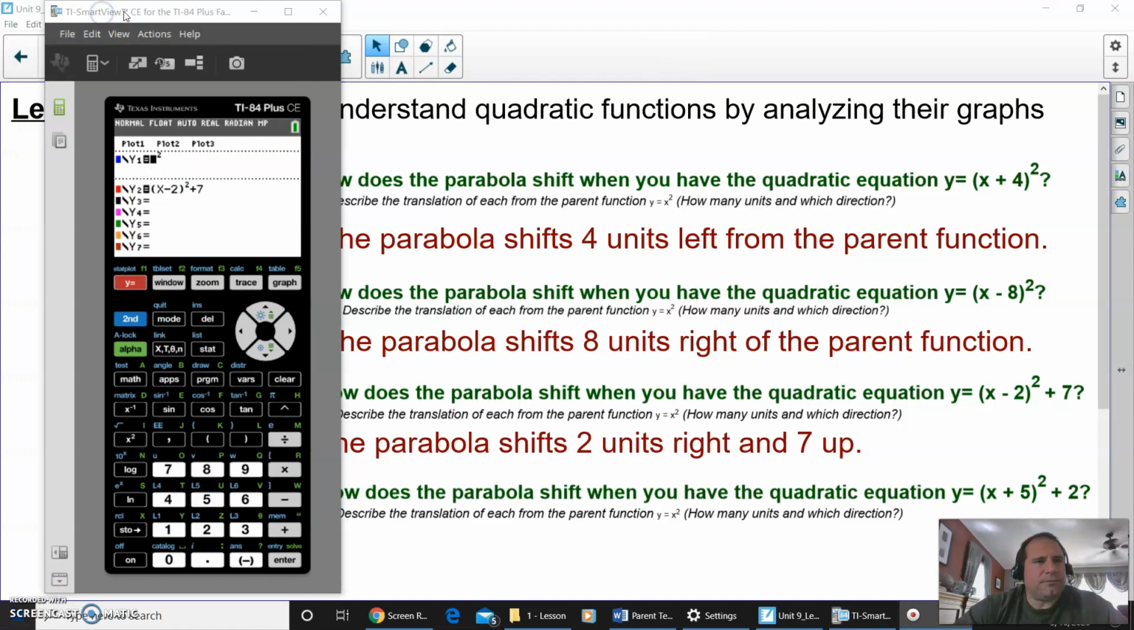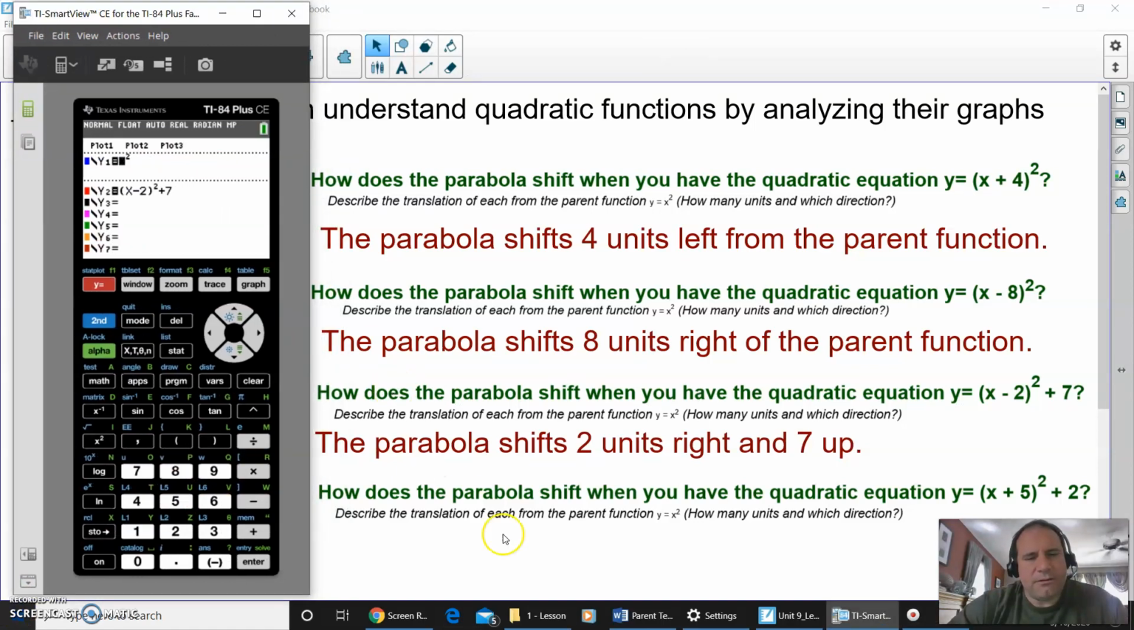Okay, so the last problem, last question, says how does the parabola shift when you have the quadratic equation y equals x plus 5 in parentheses squared plus 2. So what we're going to do is we're going to just go down and use the calculator. All right, but try to guess with me. X plus 5, which direction does that move on the x-axis? Does it go to the right or does it go to the left?